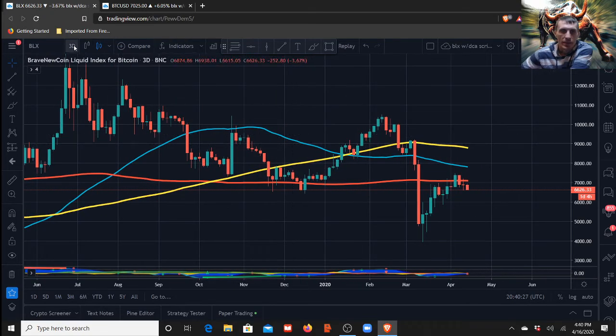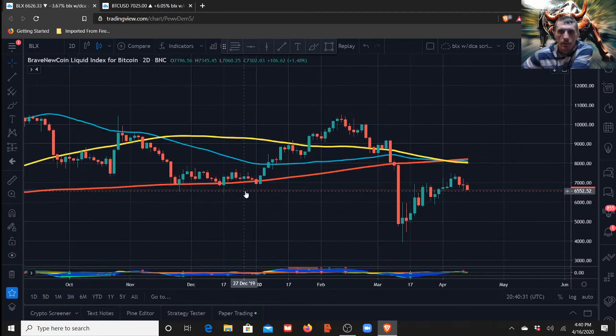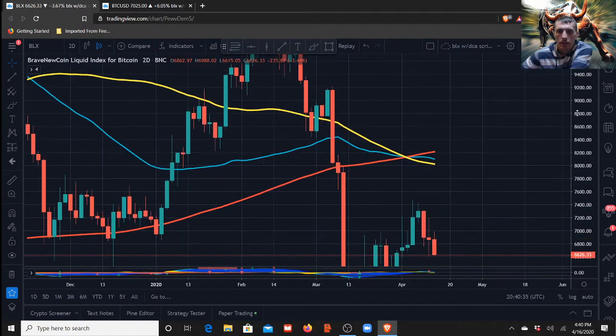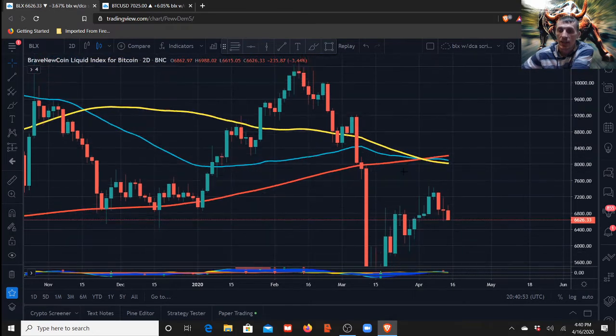So that's on the 3-day. Let's scroll down here onto the 2-day. As you can see, we did have a death cross here, and it crossed the 200, and we're getting ready to cross the 100. We crossed the 200 period moving average, and we are now starting to dump.